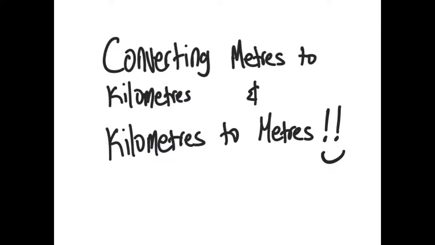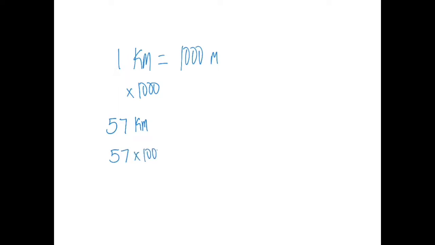Okay, today's video is going to look at converting meters to kilometers and kilometers to meters. So 1 kilometer is equal to 1,000 meters. So you basically multiply this by 1,000 to figure out the meters. So for example, if something is 57 kilometers away and we want to find out how many meters, you take 57, multiply that by 1,000, you get 57,000 meters.